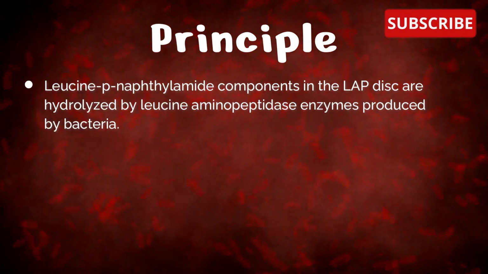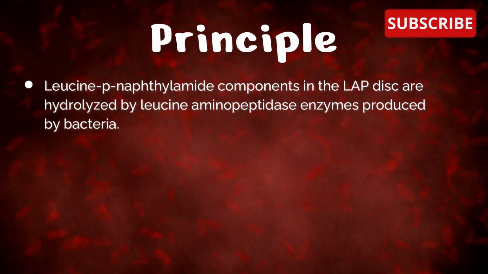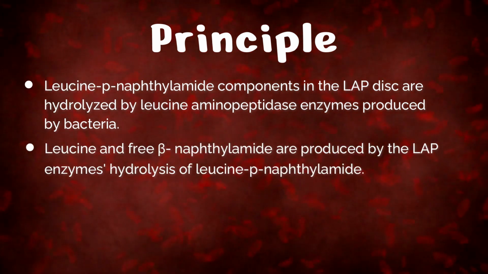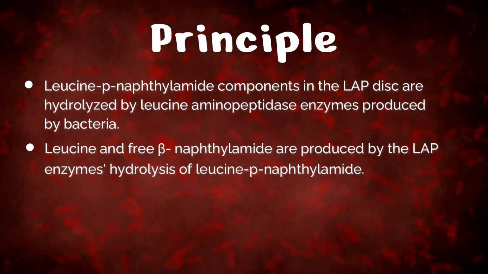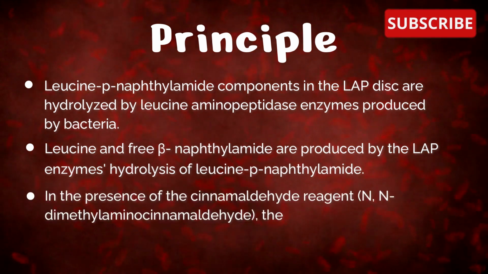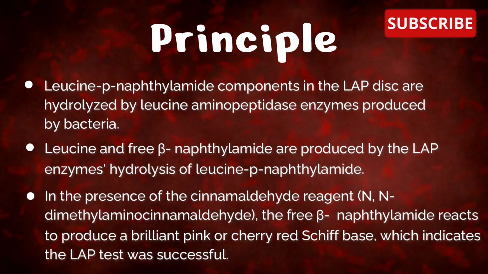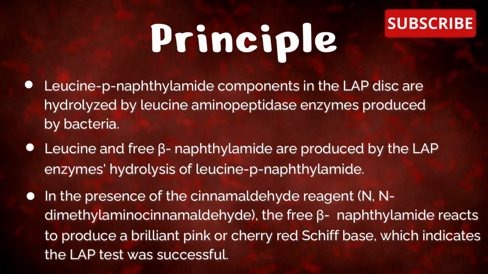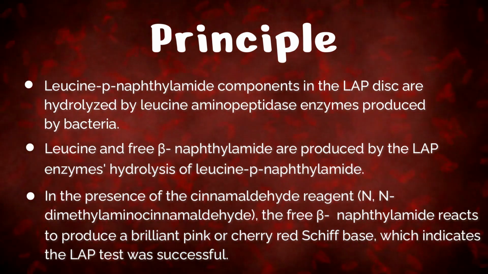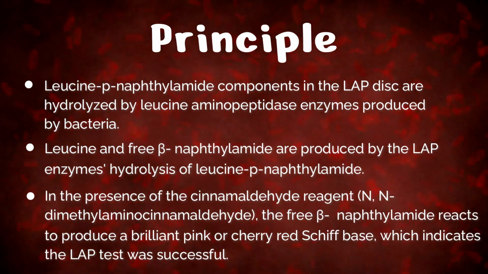Leucine beta-naphthylamide compounds in the disk are hydrolyzed by leucine aminopeptidase enzymes produced by bacteria. Leucine and free beta-naphthylamide are produced by the enzymatic hydrolysis of leucine beta-naphthylamide. In the presence of cinnamaldehyde reagent, N,N-dimethylaminocinnamaldehyde, the free beta-naphthylamide reacts to produce a brilliant pink or cherry red Schiff base, which indicates the test was successful.